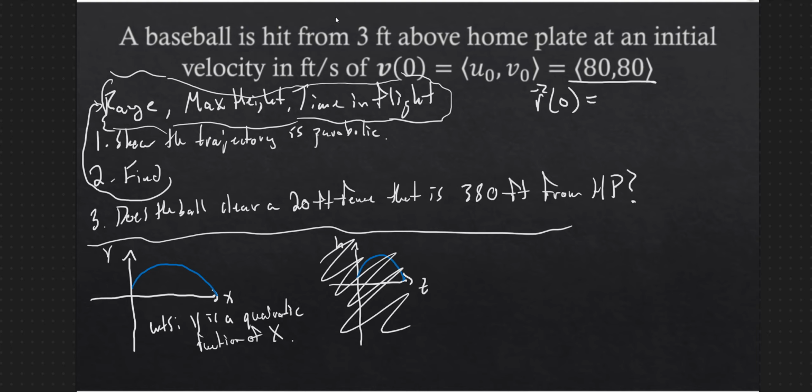Well, for that I have to read a little bit. Baseball's hit from 3 feet above home plate. So let's go ahead and let our axes be such that home plate is here at x equals 0. So let's say this is home plate right here at the origin of my axes. That seems to be fair. And then we're hit from 3 feet above home plate. So that means my x component should be 0, and my y component should be 3 feet.